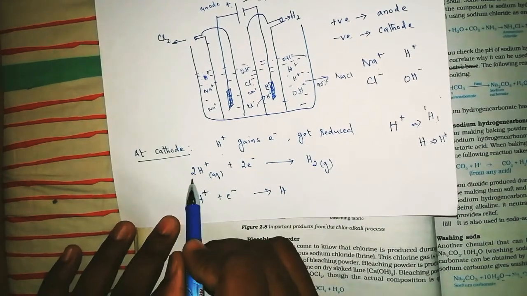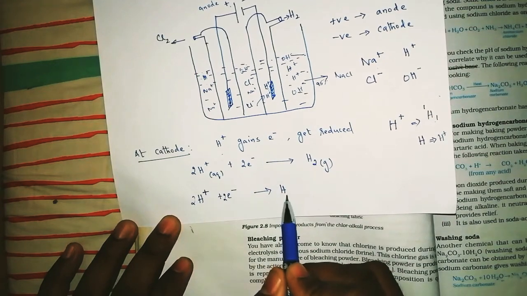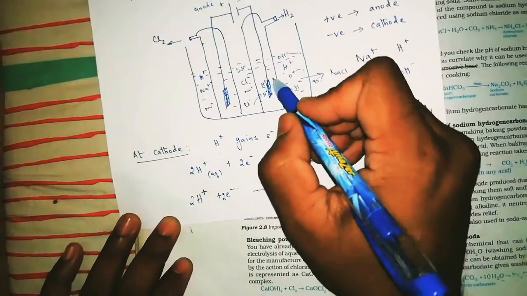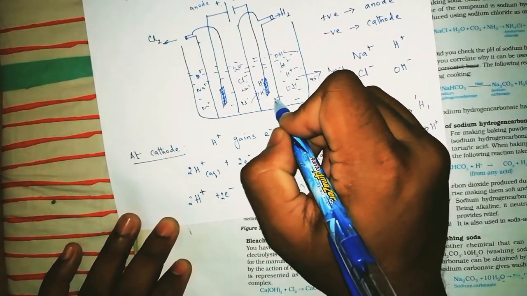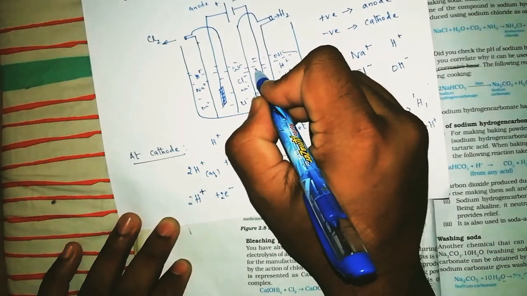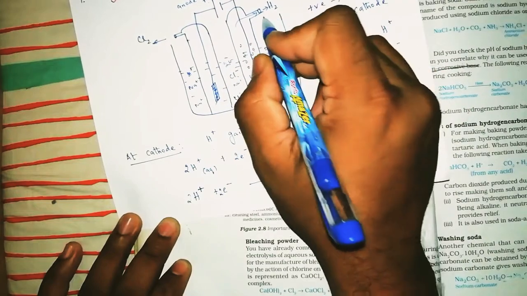So like that we have two hydrogens. When two hydrogens gain 2 electrons, they form H2 gas. Lots of hydrogen will be coming here, attached here, and they form hydrogen gas, and this gas comes out through this pipe.